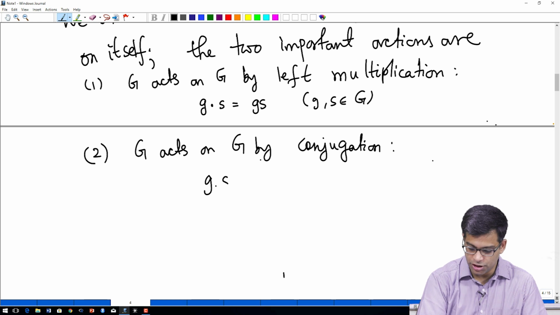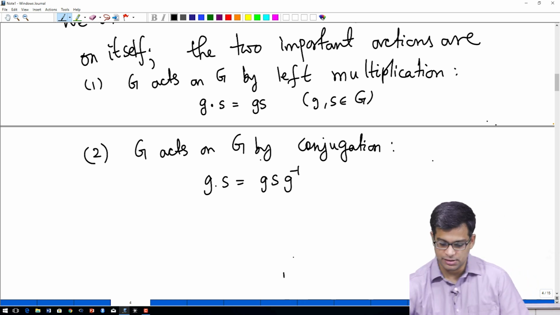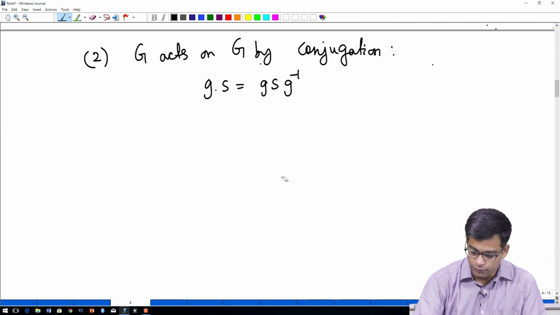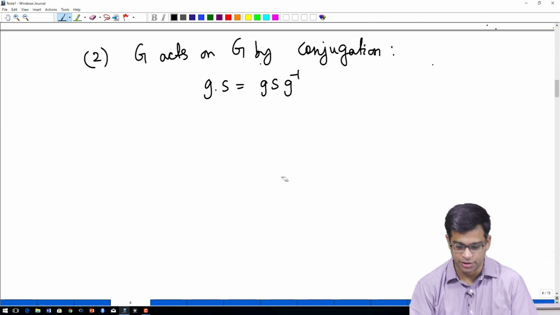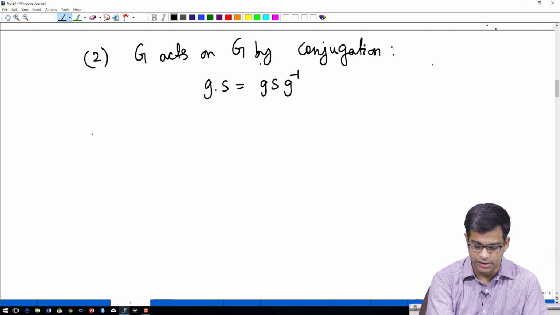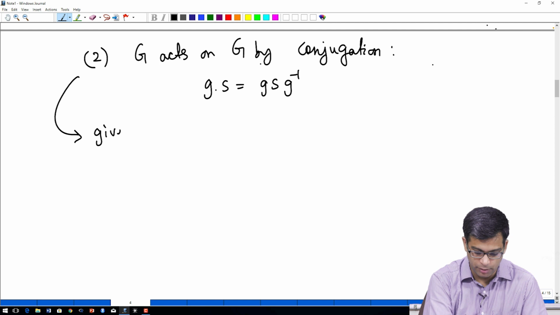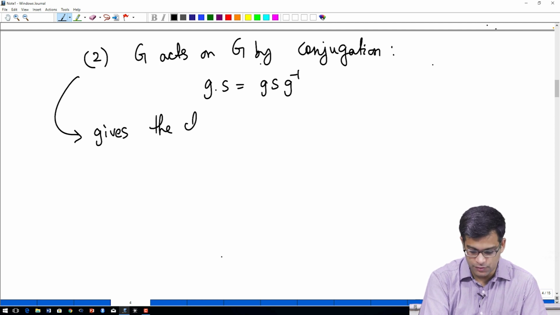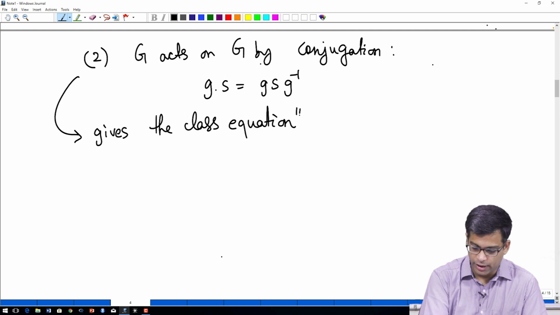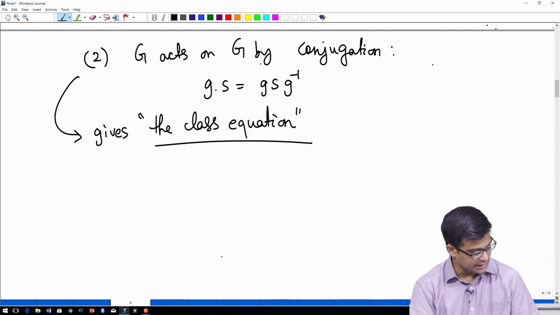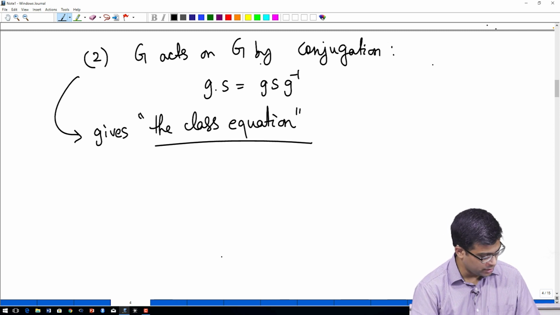So, here G acts on S by conjugation. g·s is defined to be g s g inverse. We checked in our earlier videos that these are actions of G on itself. So, this gives the important class equation. This was the other important thing that we have learned about group actions. The action of G on itself by conjugation gives us the class equation.